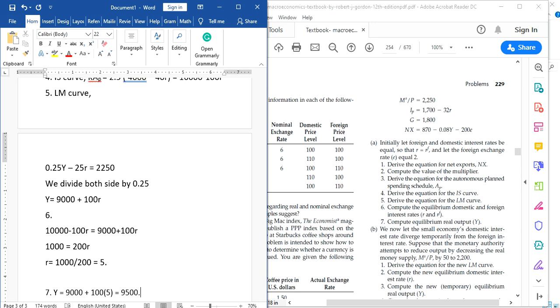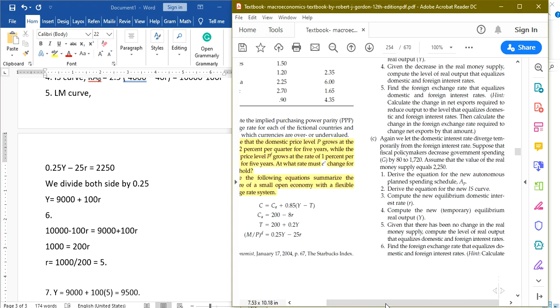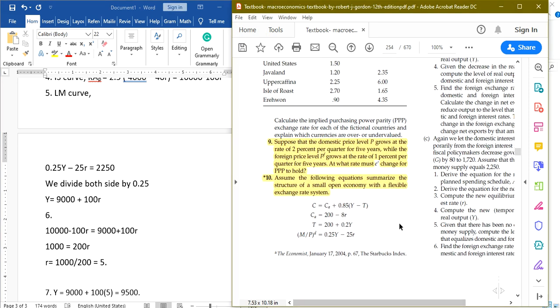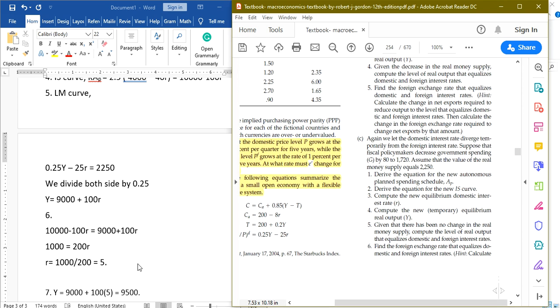So we have parts B and C, when the interest rate changes and the exchange rate changes, but I won't go over them. We are done with this. Thanks again for your attention.